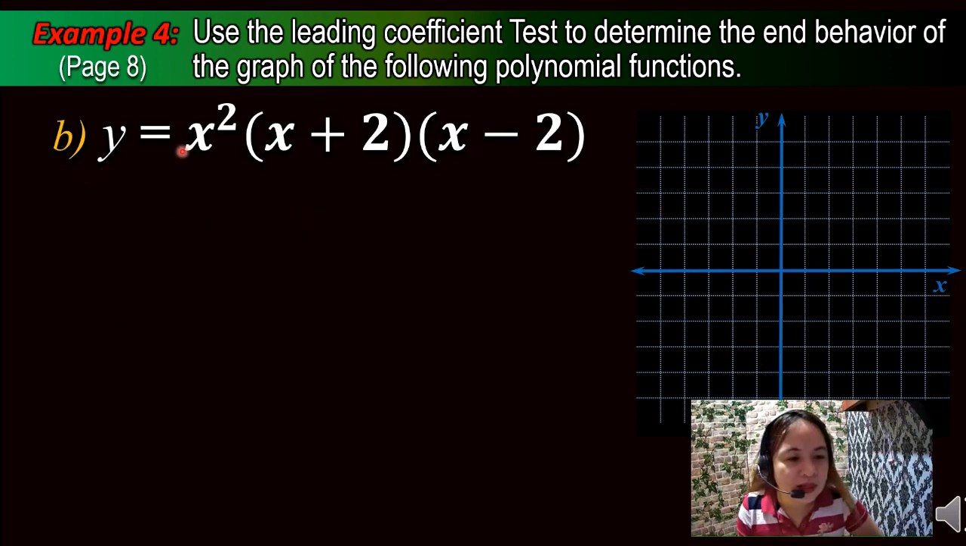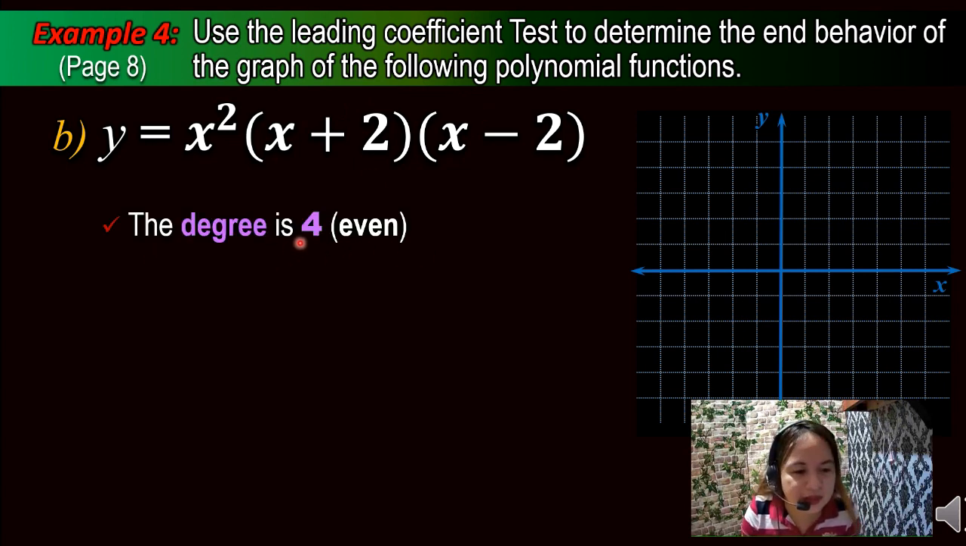Letter B, y equals x squared times x plus 2 times x minus 2. Sa palagay nyo, what is your degree? Degree dyan ay 4. Bakit? Diba yung x dito may first degree? Tapos yung x din dito may first degree. So, i-add mo lang yon. 2 plus 1 plus 1 equals 4. So, the degree is 4 and it is an even number. So, yung n mo ay 4. So, it is an even number.